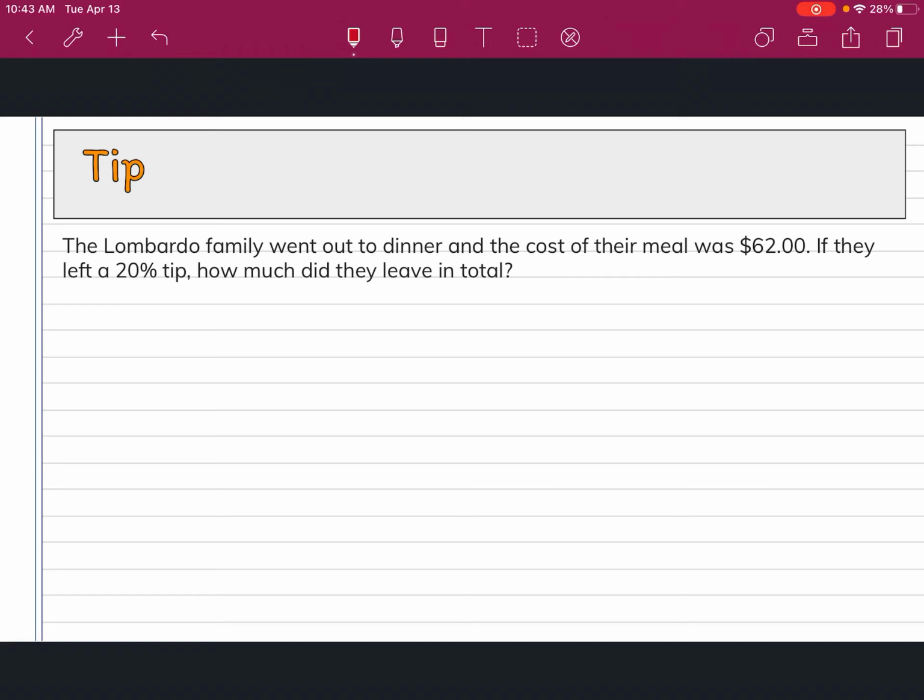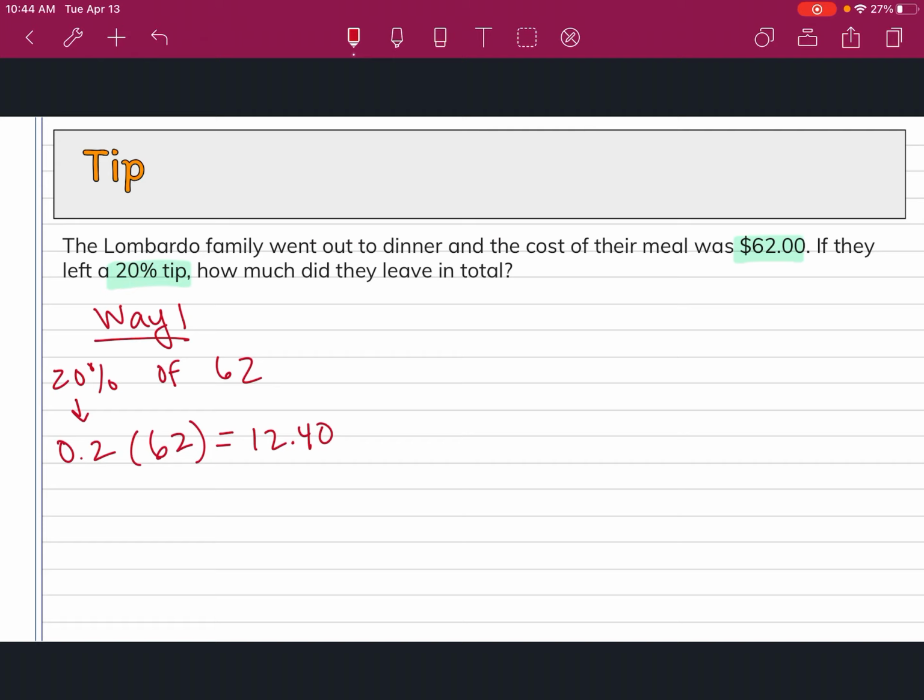So there were two ways you could do this. Remember that way one allows you to find the tip separately and then add it on to the meal. We know that their meal cost $62 and they left a 20% tip. So we need to find 20% of $62. To do that, we're going to change 20% to a decimal, divide by 100 so you get 0.2, and you multiply by that original price to get the after price for the tip. So we would have $62 times 0.2, and your tip would be $12.40.